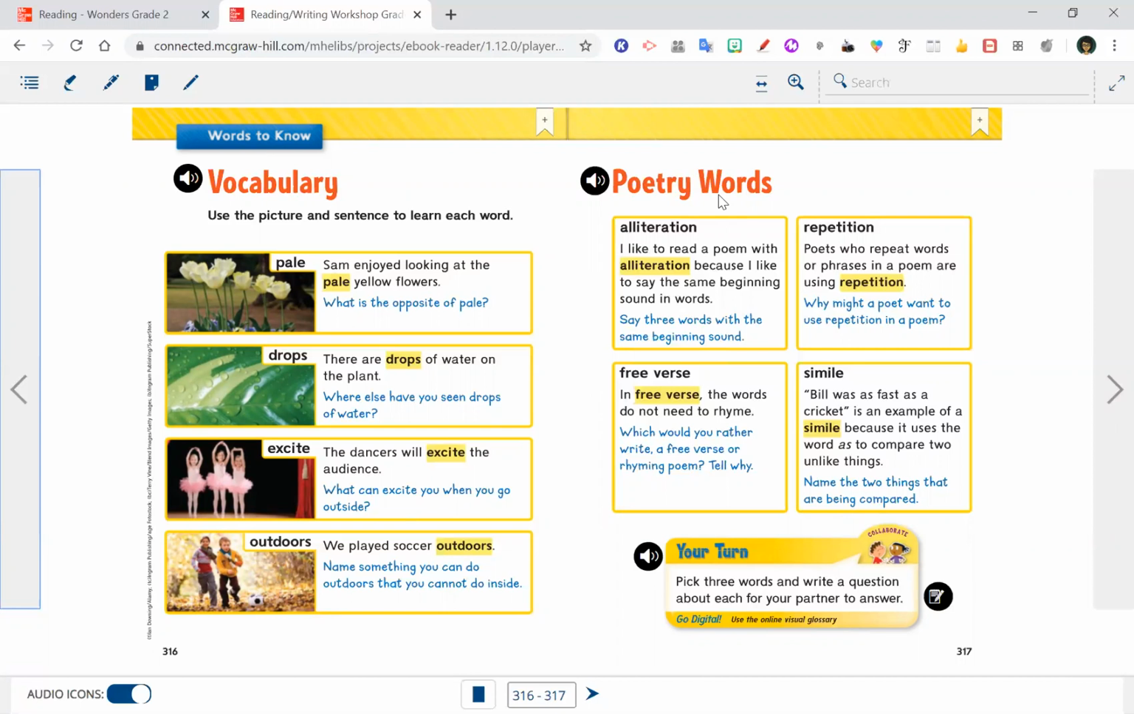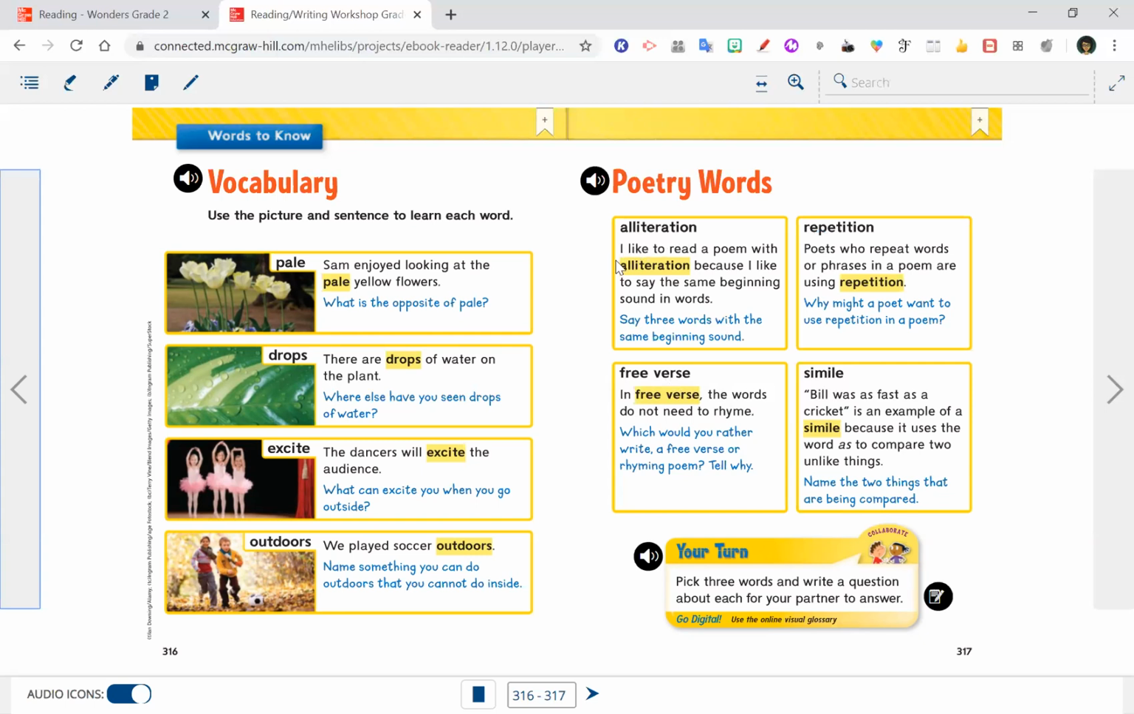Now we did a study on poetry before we left our school, but we're going back to it again, and now we're going even deeper. So now we're going to look at 4 different types of poetry words that can help us when we're writing a poem. So repeat after me. Alliteration, repetition, free verse, and simile. Okay, so let's see what these words mean.